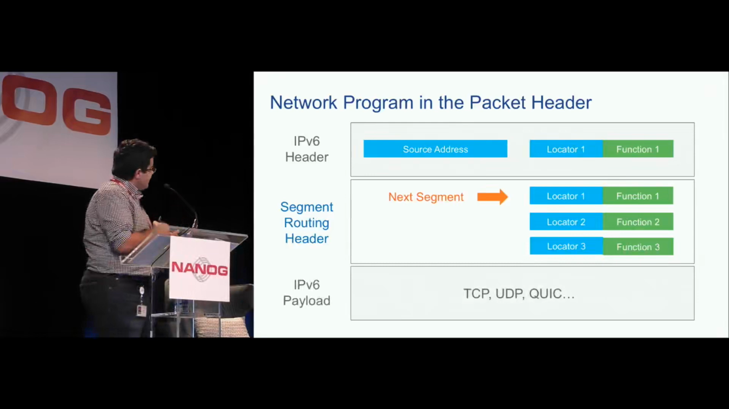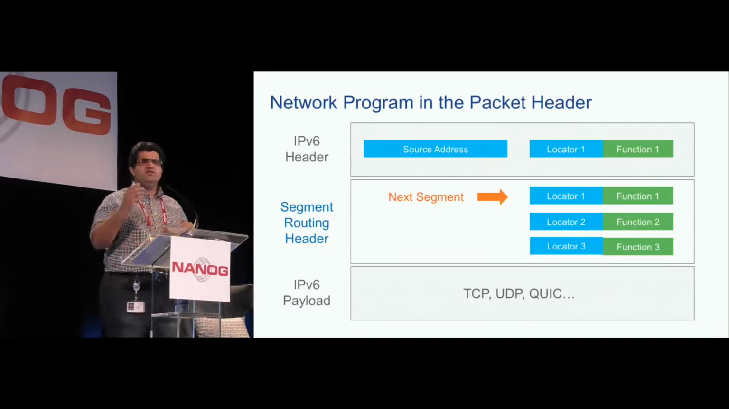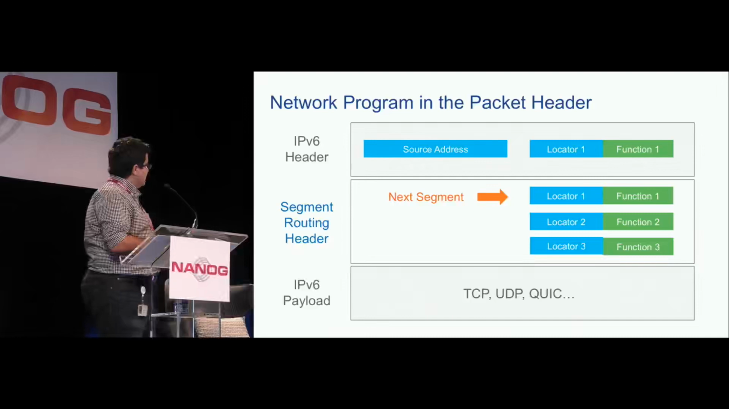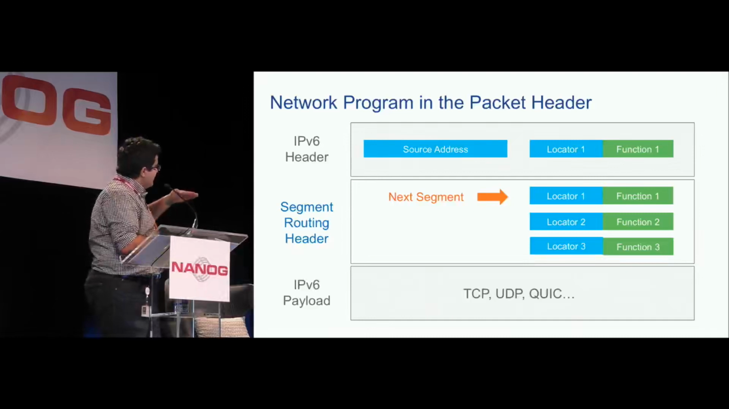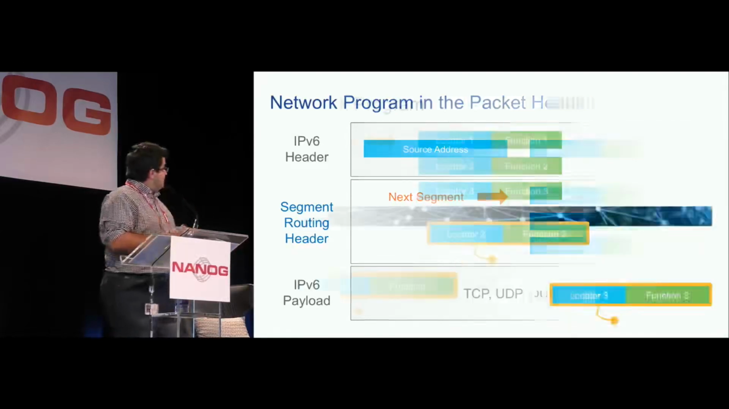And as a packet moves through the network, it just reads those instructions and starts copying the information into the destination address, and that's how the packet moves through the network. So let's visualize it. By the way, before I get there, the last part is the IPv6 payload, which could be TCP, UDP, or anything else.